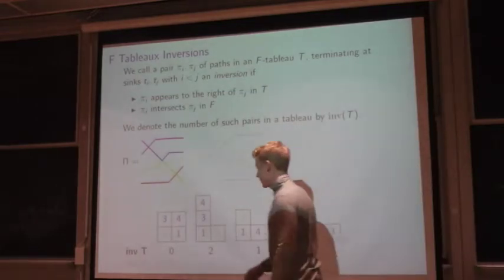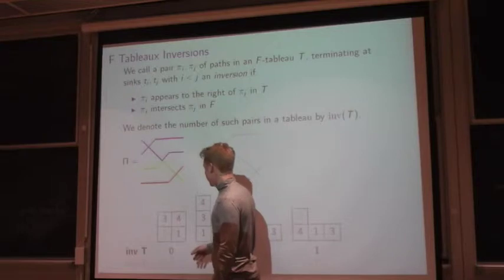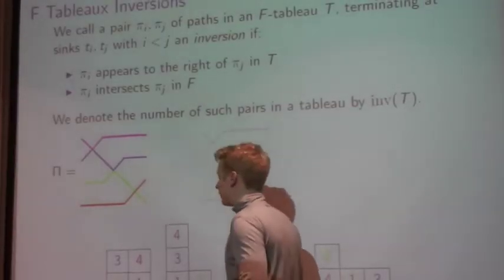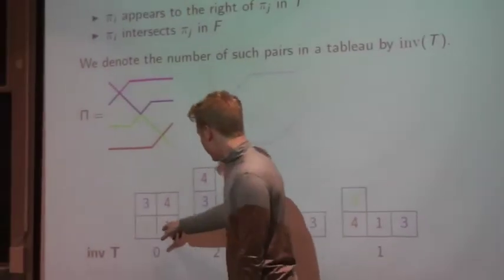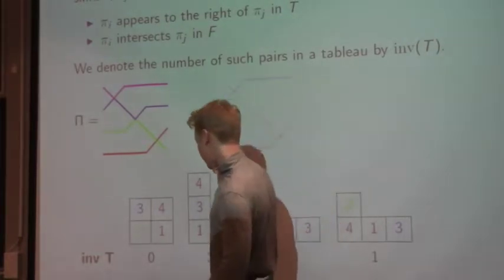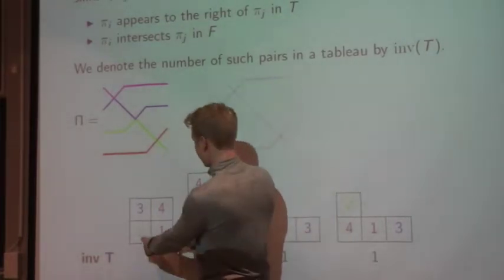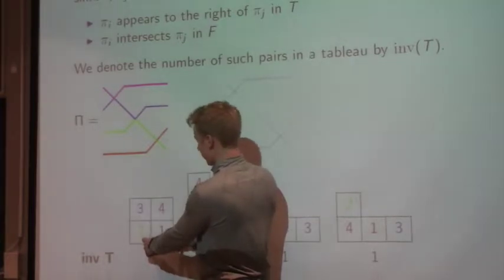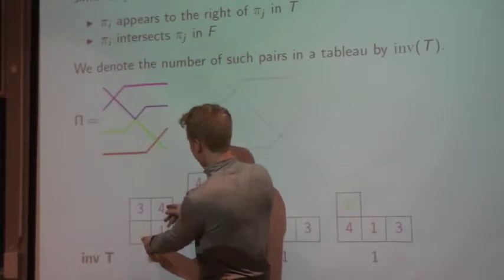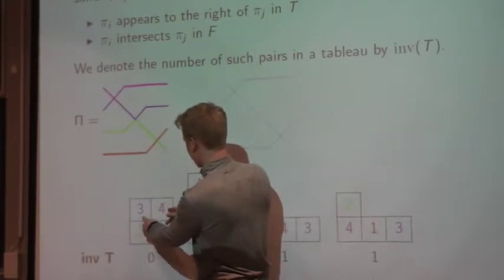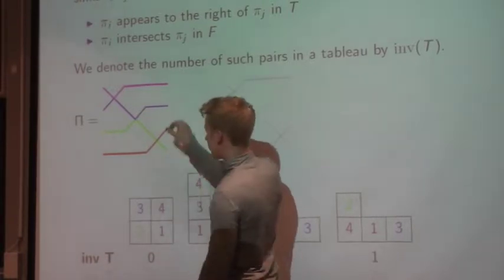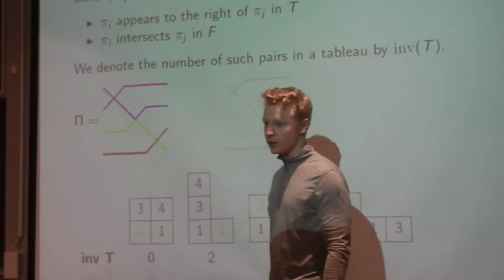So how many inversions are there in this tableau, where I labeled the paths by colors here so you can tell what they are? I guess I labeled them by their source vertex. Well, 2 and 1 appear in order with respect to their sinks. 2 and 4, remember we don't care where they are vertically, also in order. 3 and 4 also in order. 3 and 1 are out of order with respect to their sinks, but those paths don't intersect, so that doesn't count as an inversion. So there are no inversions in this tableau.